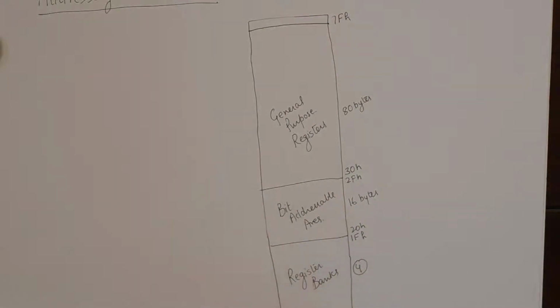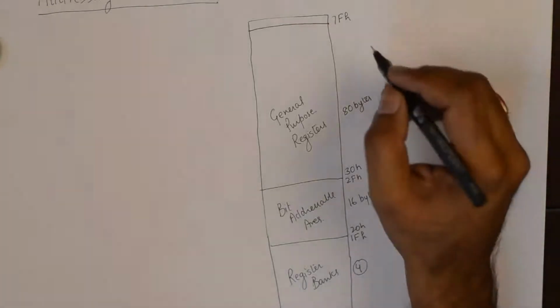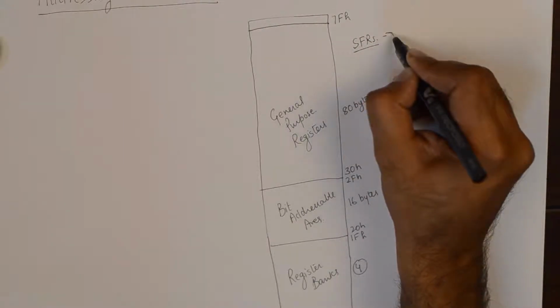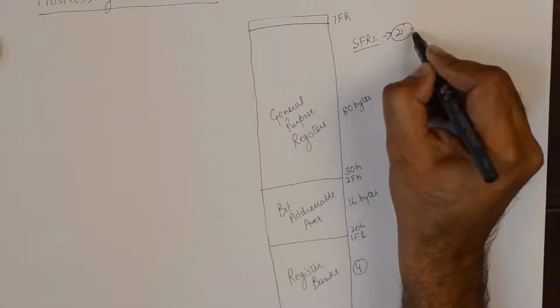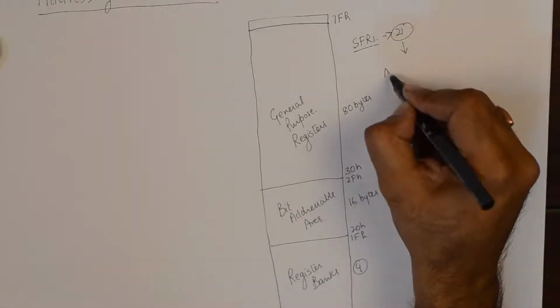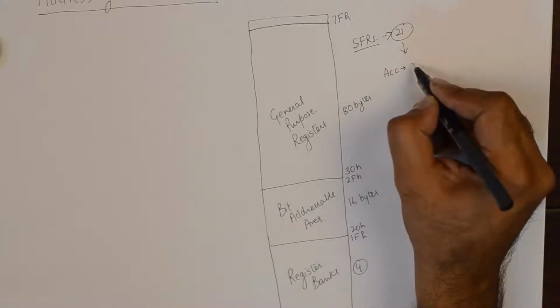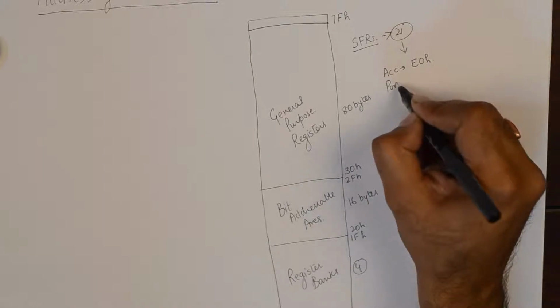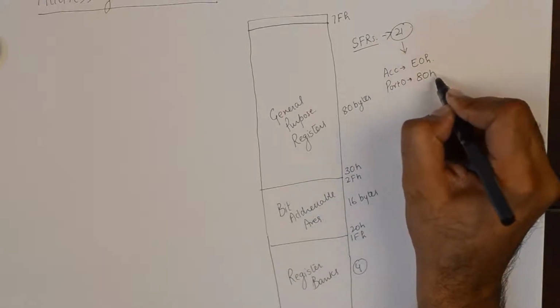So it is very important to understand that we are talking about registers in this particular area, and some of the registers which are labeled as SFRs. So there are 21 SFRs, and all of them have an address. For example, accumulator has an address of E0H. Similarly, port 0 has an address of 80H, and so on.